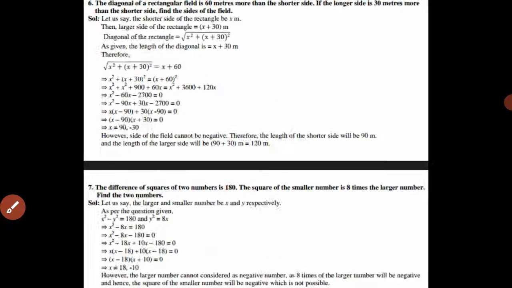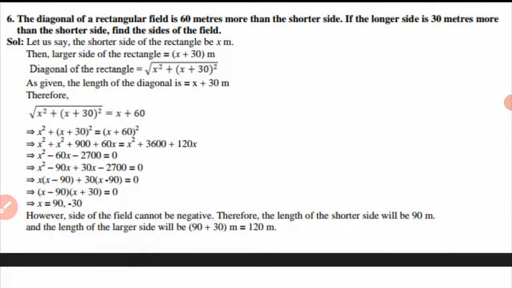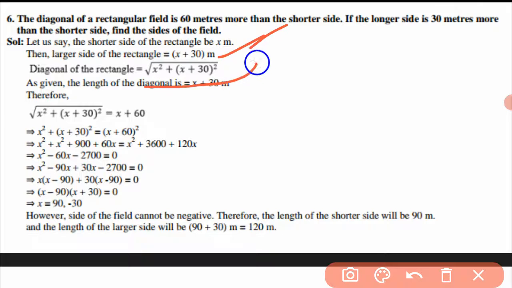Now after this, see question number 6. In question number 6, the diagonal of a rectangular field is 60 meter more than the shorter side. If the longer side is 30 meter more than the shorter side, find the sides of the field. So here we can say that the shorter side of the rectangle is x, then the larger side will be x plus 30. Now the diagonal can be found by this formula, under root x square plus x plus 30 whole square.